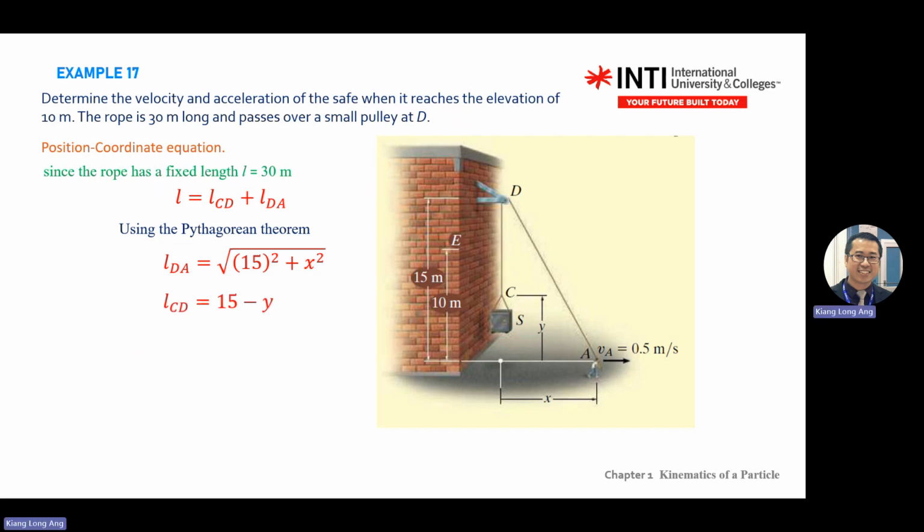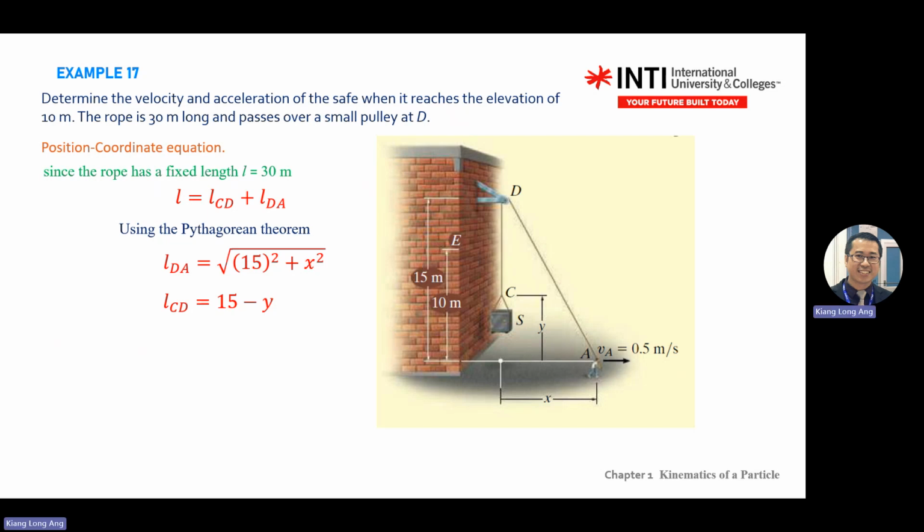Here, you know the dA. Now you can calculate CD, right? LCD also changes by time. How do you calculate CD? It is 15 minus y, right? This one minus y gives you the length of CD. So basically, you have three equations. You just substitute this one inside here, this one inside here, and you get a total length equation.